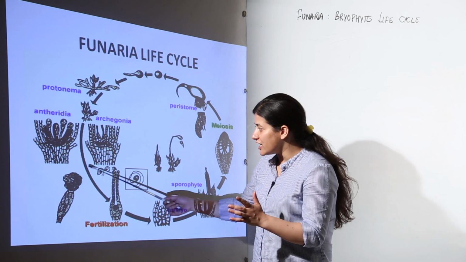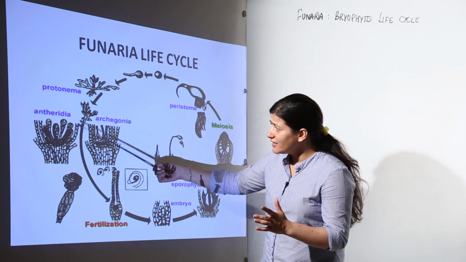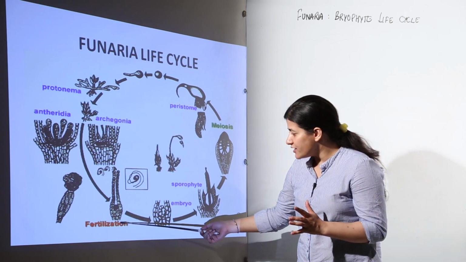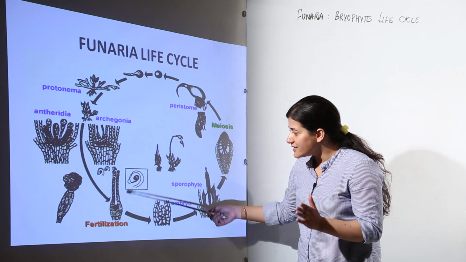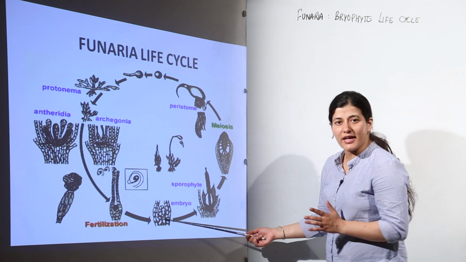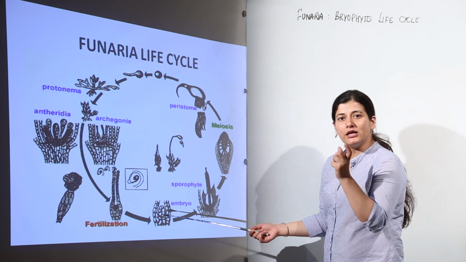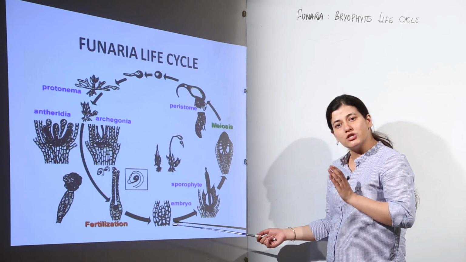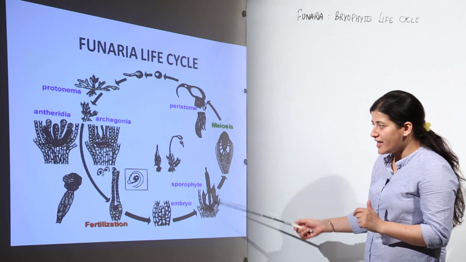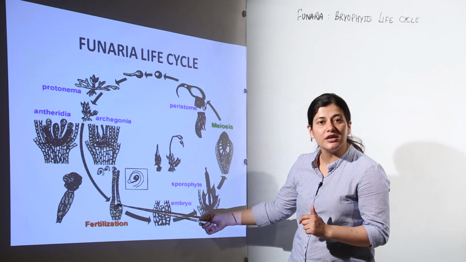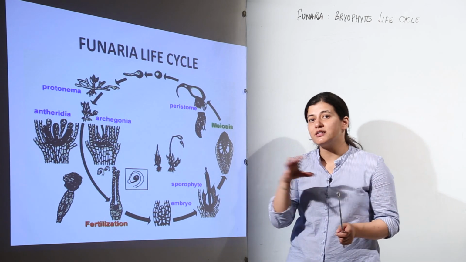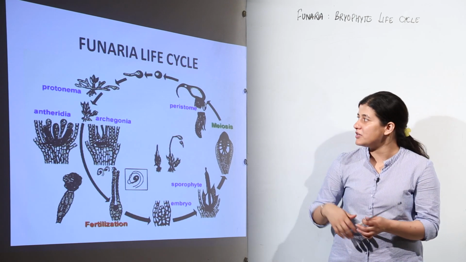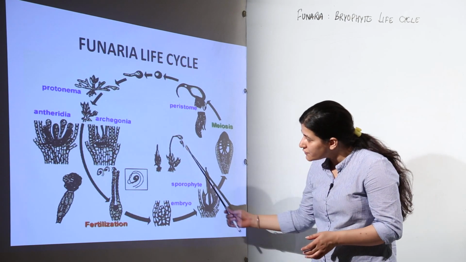The male gamete comes to the female gamete and gets united, forming a zygote. The zygote grows and forms the embryo. Zygote being diploid, the embryo is also diploid, and it gives rise to the sporophyte. The sporophyte is dependent upon the gametophyte, which means it does not have a free-living existence. It is present on the gametophyte itself, and this is Funaria.